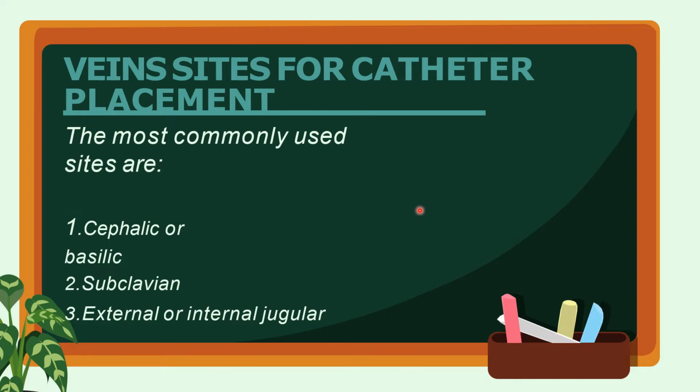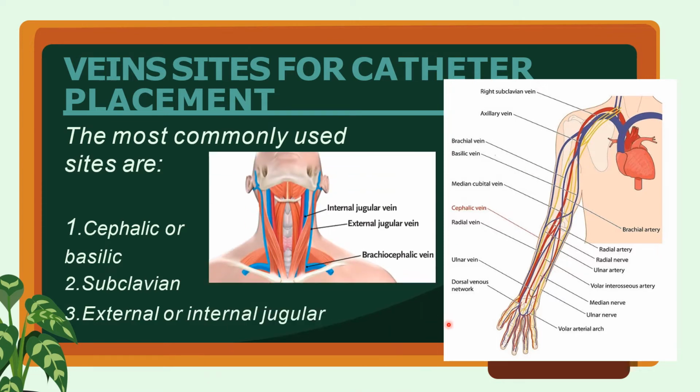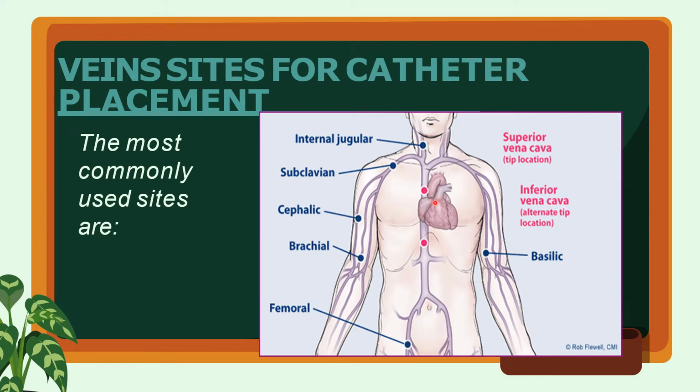There are three most commonly used vein sites for catheter placements. These are the cephalic veins or the basilic veins. The second one is the subclavian vein and the internal and external jugular vein. So now let us have a closer look at the vein sites that are commonly used for catheter placement, such as your internal jugular vein, subclavian vein, the cephalic, the basilic vein, and the femoral vein.